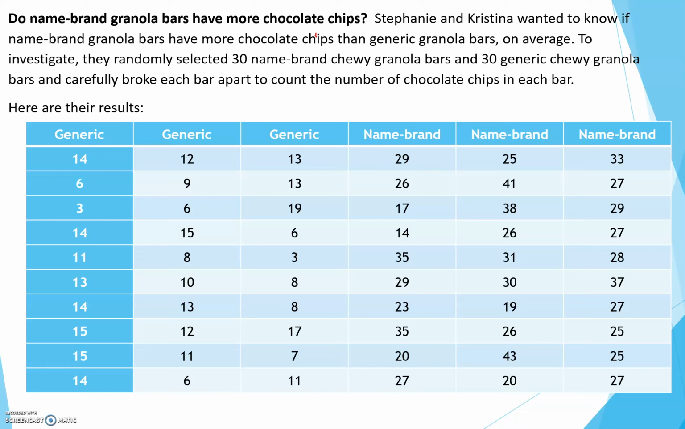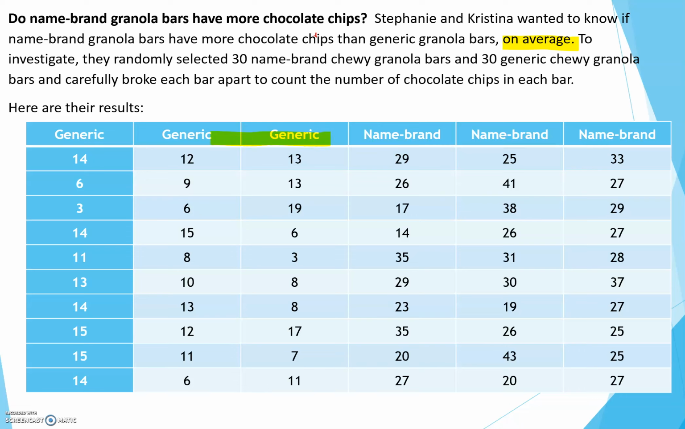So Stephanie and Christina are wanting to know if name brand granola bars have more chocolate chips on average. Okay, that is a key word there, on average. So we're going to come back to that. To investigate, they randomly selected 30 name brand chewy granola bars and 30 generic chewy granola bars, carefully broke each bar apart and counted the number of chocolate chips. And then here's their findings.